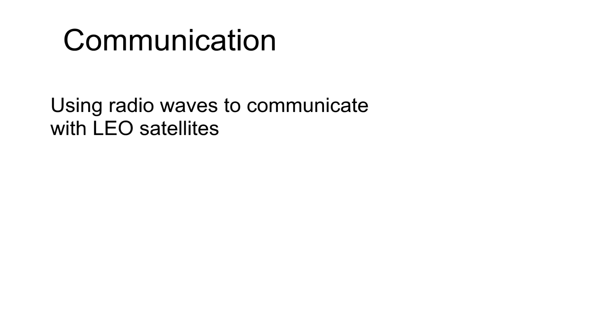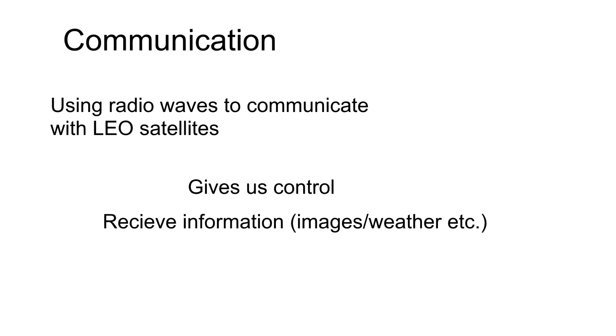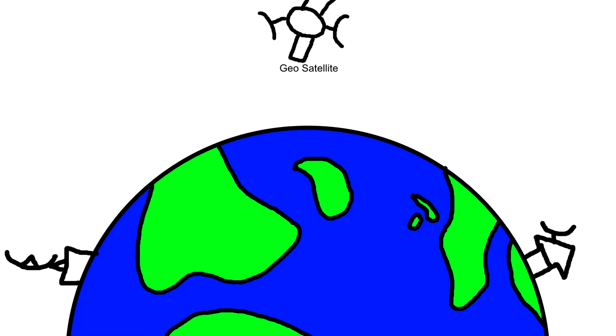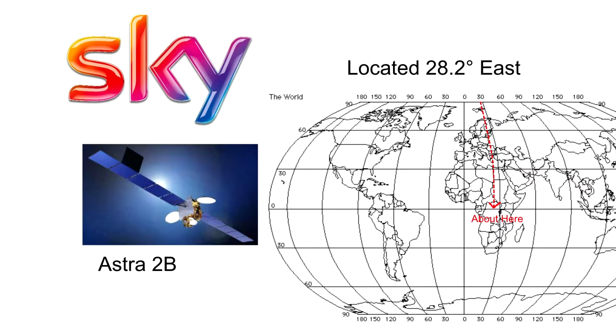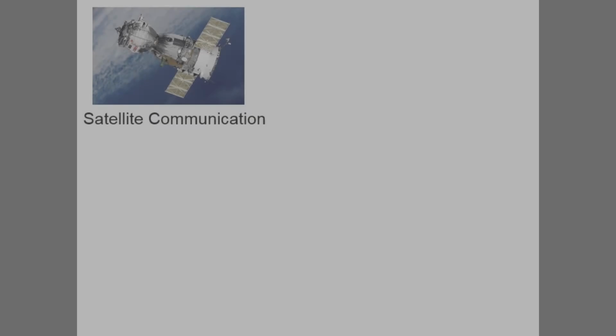We can use radio waves to communicate with LEO satellites, giving us control and enabling us to receive images and information. Companies like Sky transmit information to GEO satellites, which is then transmitted back down onto Earth. They use GEO satellites because they can always be seen, as they are always in the same place relative to Earth. In Sky's case, they use a satellite called Astra 2B, which is located 28.2 degrees east. This means that it is 28.2 degrees east along the equator from the meridian line. Satellite communication is a form of radio communication.